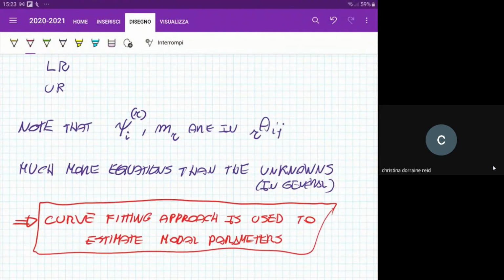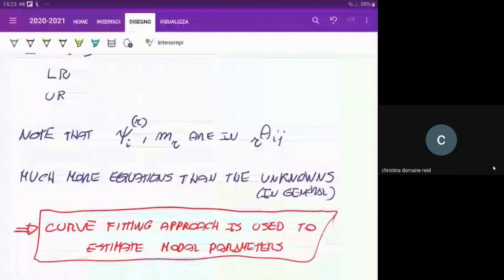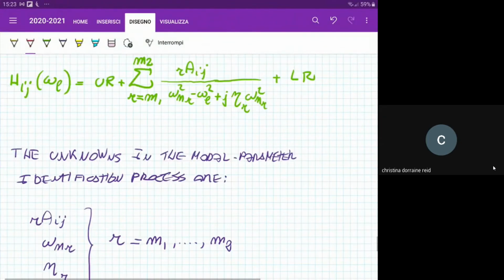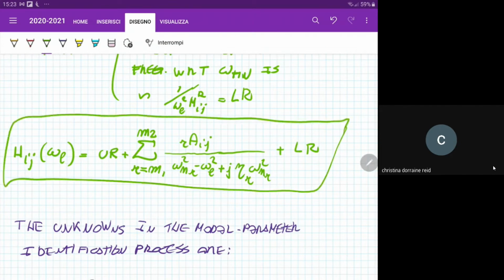But for now, let's consider that because we are referring to a process that is characterized by a large number of equations than unknowns, we are referring to a curve fitting, or we are referring to an estimation process of your model parameters. Why that? Please remember the starting point is this equation that I would like to highlight better. Okay, like this. That is your starting point.